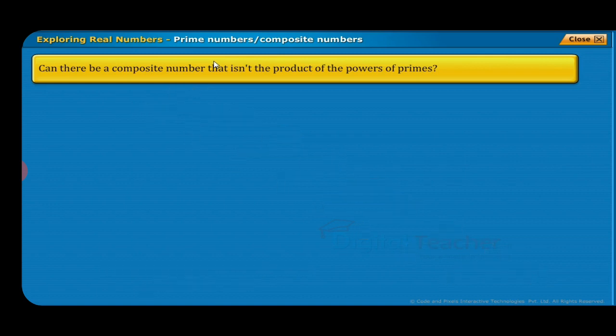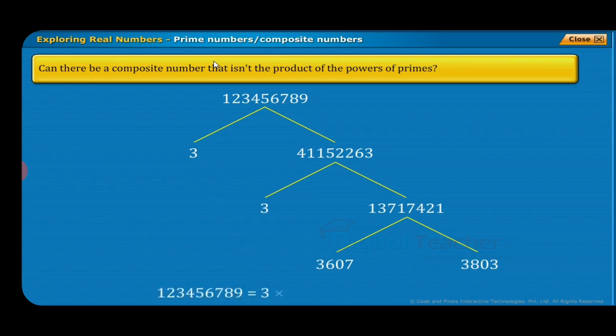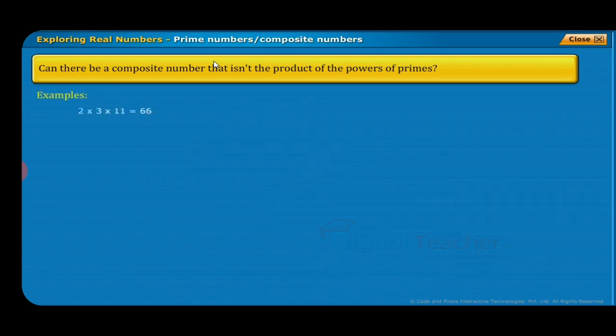Let us try with another number. 1, 2, 3, 4, 5, 6, 7, 8, 9. This can be written in the following form as shown. Here the numbers 3803 and 3607 are primes. By this we can prove that a composite number can be written as the product of primes. Here are some examples as shown on screen.